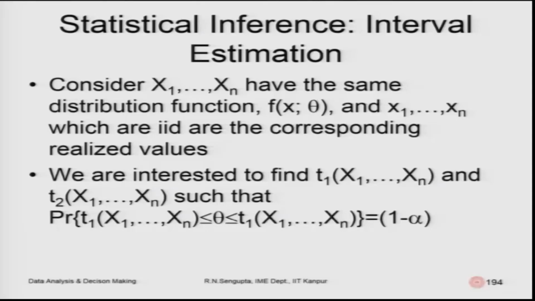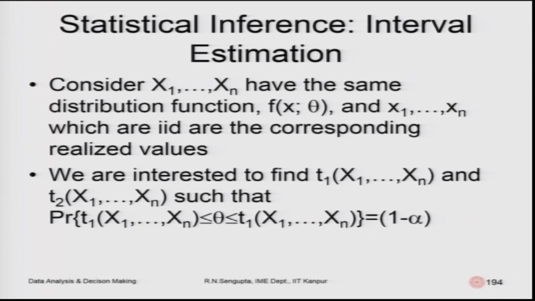Consider x1 to xn have the same distribution function. I have a population, from there I am picking observations and they would be IIDs, obviously, because one observation does not affect the other. So, we will consider IID and they are coming from the same distribution. Consider x1 to xn have the same distribution function f of x given theta as the parameter, that theta can be vector or scalar, that does not matter, and the corresponding realized values of them are given.